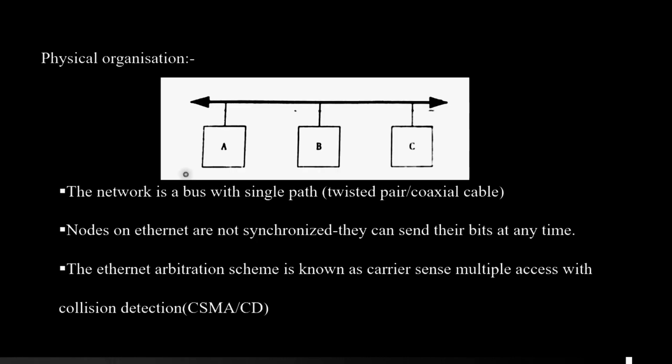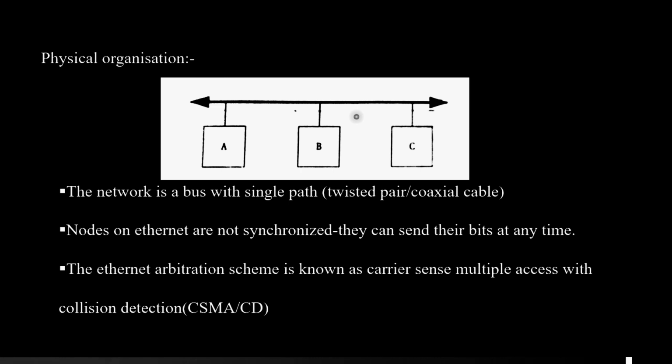Coming on to the physical organization of the Ethernet network. An Ethernet network is a single bus and all the devices are connected to the bus. The network is a bus with a single path. It can be either a twisted pair or coaxial cable.